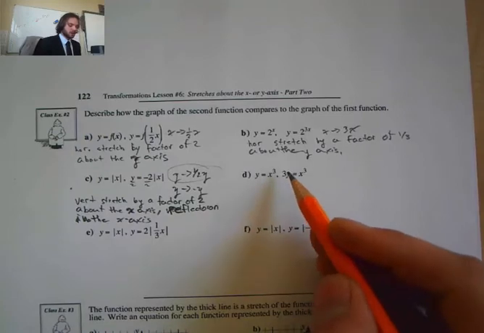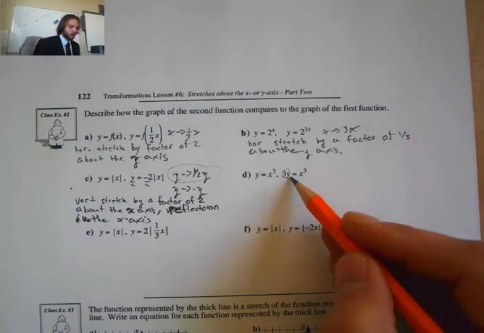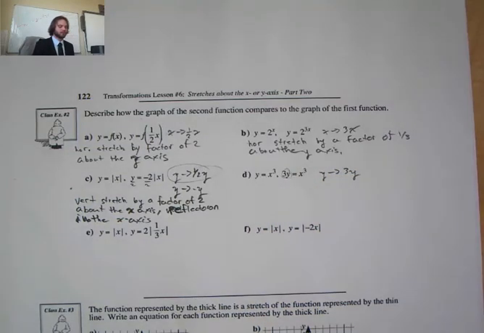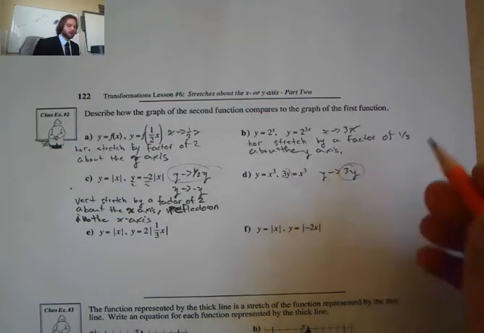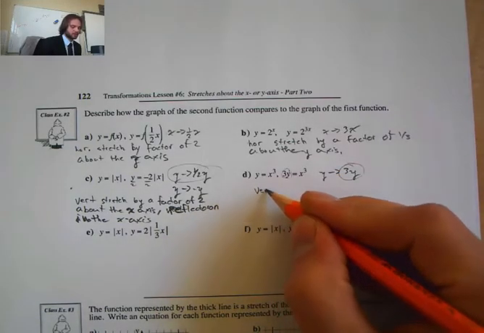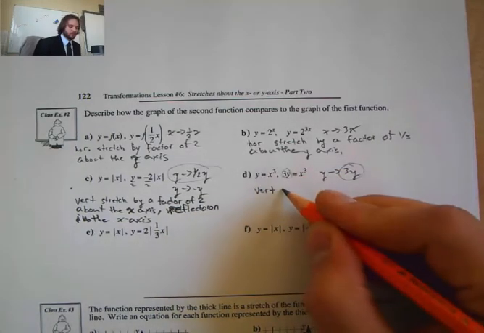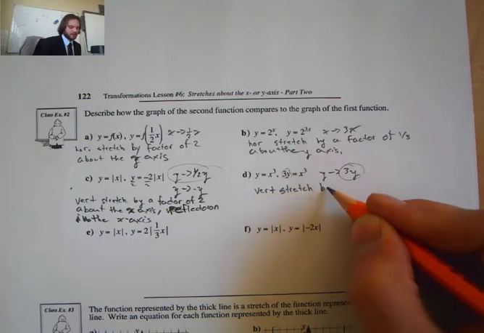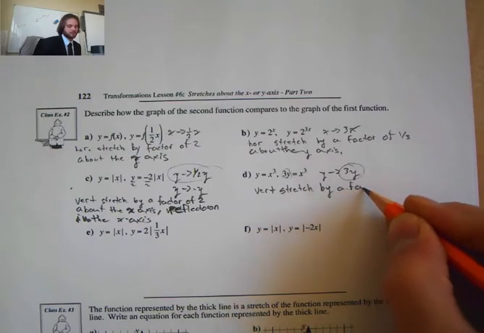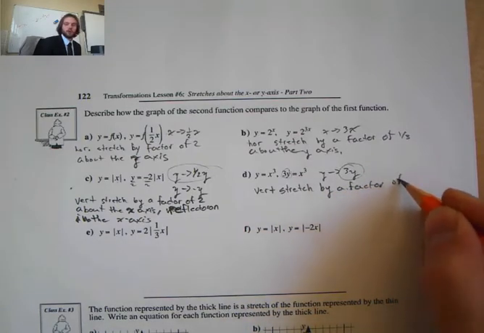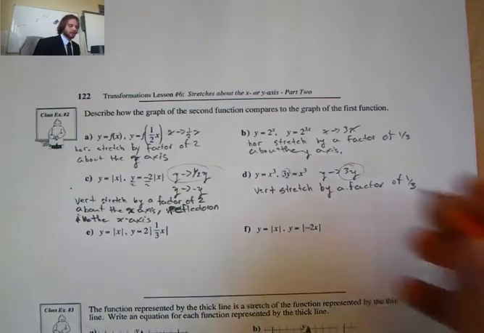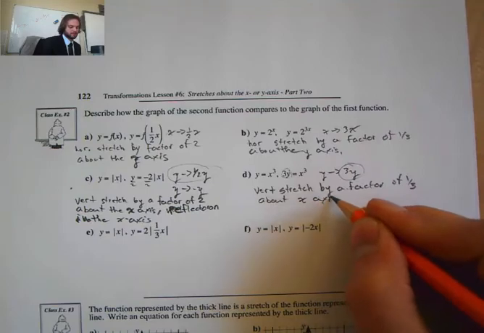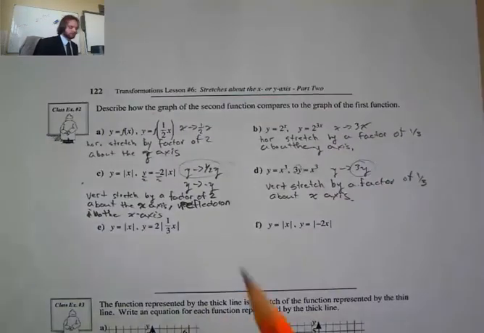Next one here, we take a look at this. We have y is being replaced with 3y. Okay? So if y is being replaced with 3y, we take the reciprocal. This is a vertical stretch by a factor of 1 over 3, okay, about the x-axis.